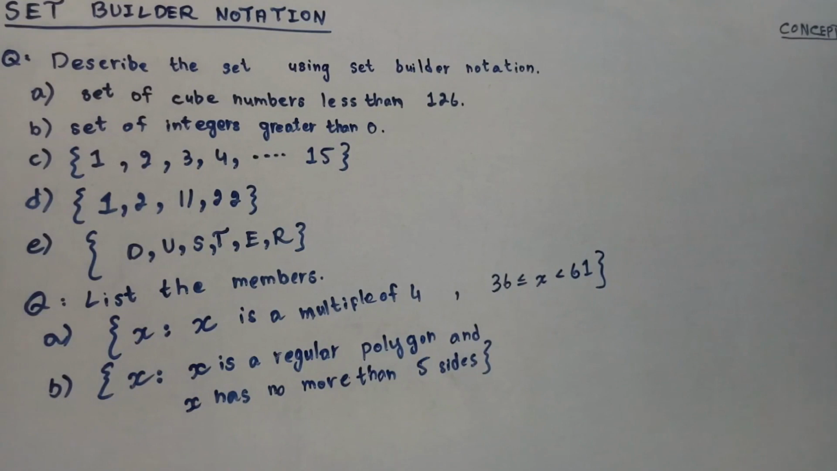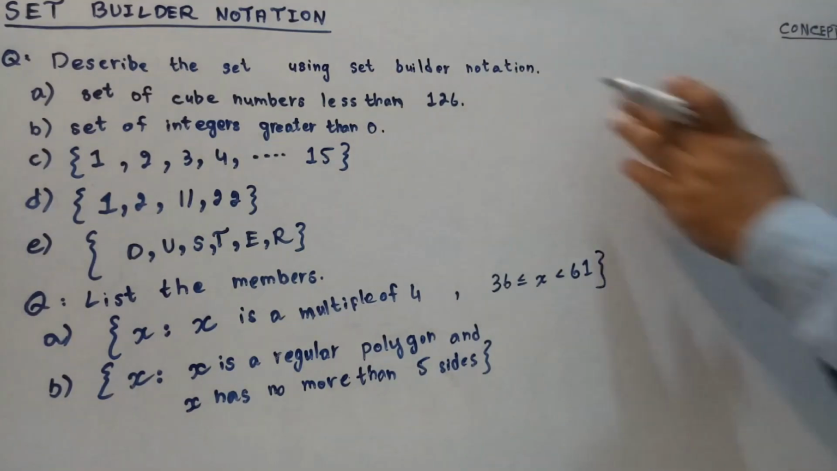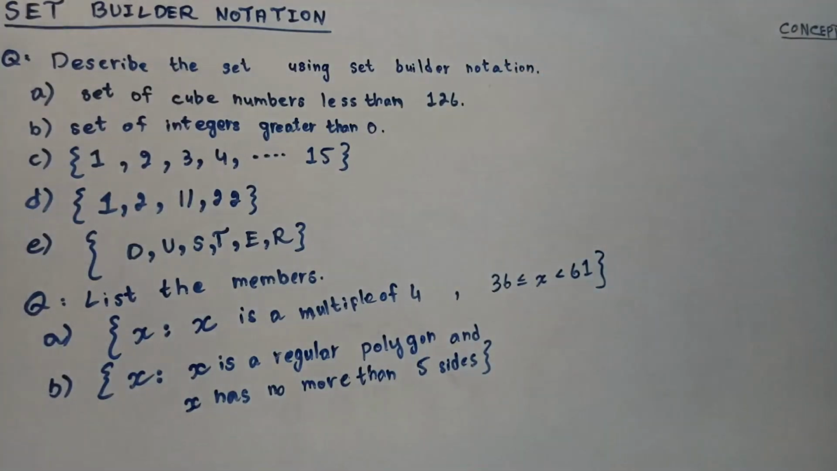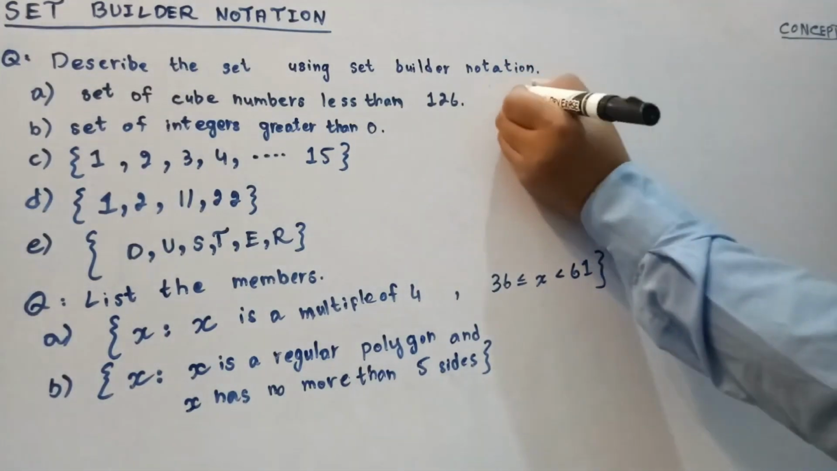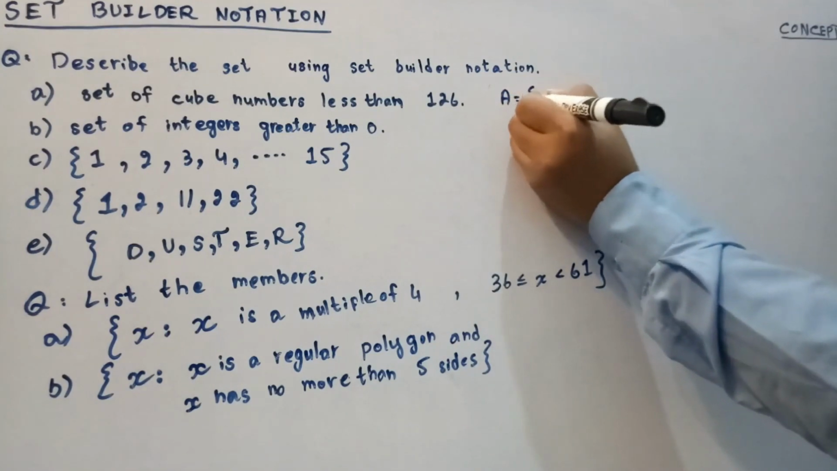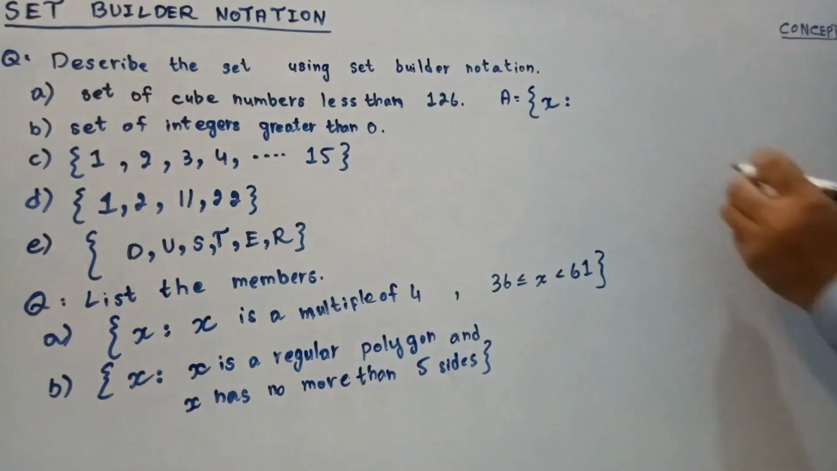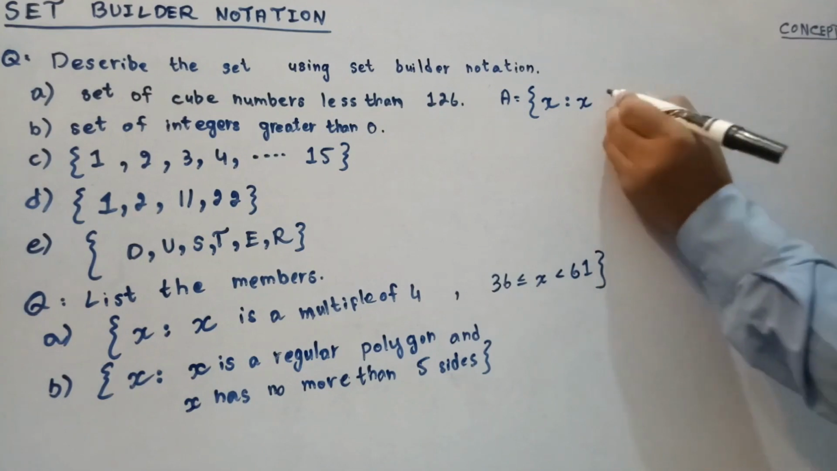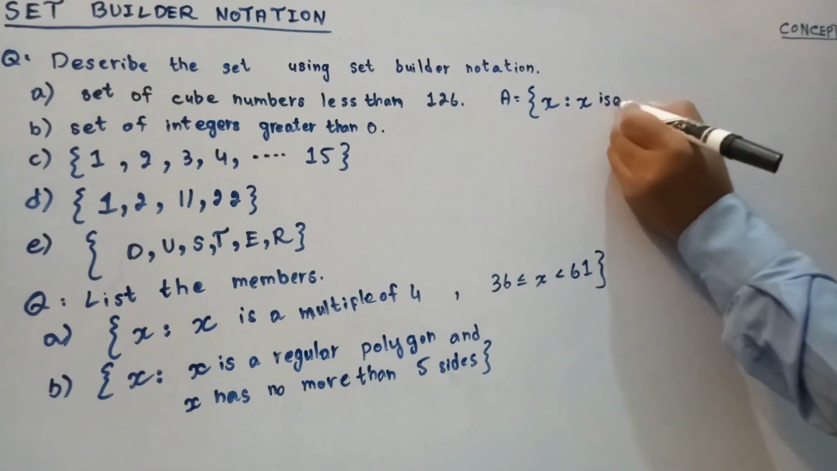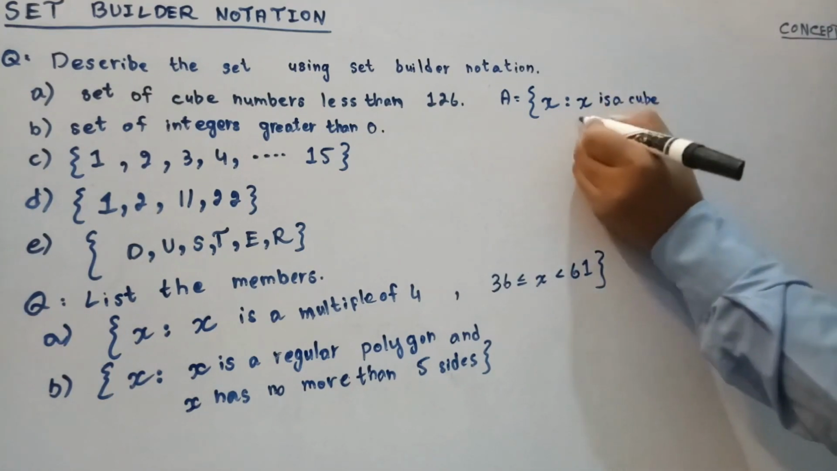If you got the set builder notation, describe the set using set builder notation. Here the first part is set of cube numbers less than 126. How can I describe it in set builder notation? I can say we have a set A, and in this the elements are x, such that element x is a cube number.